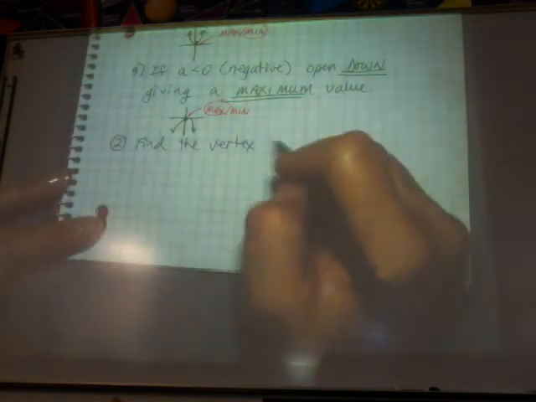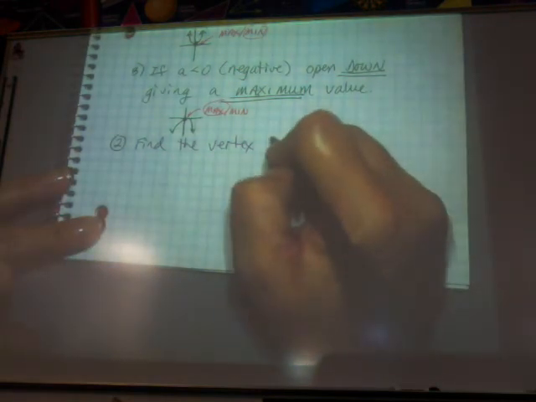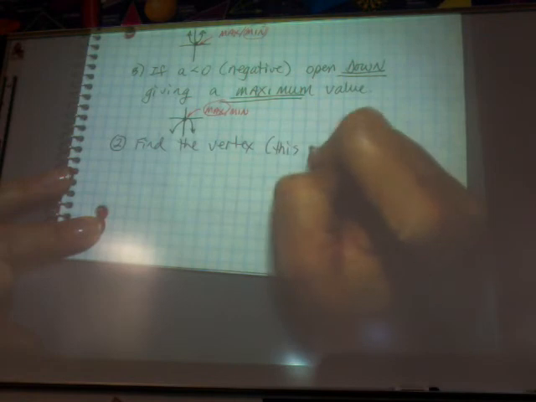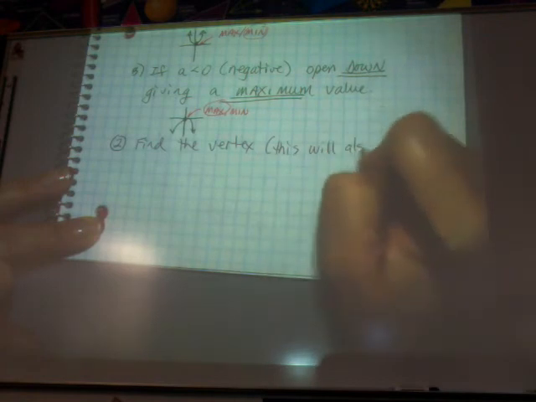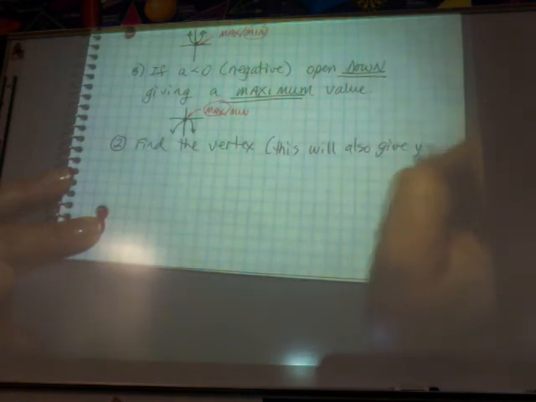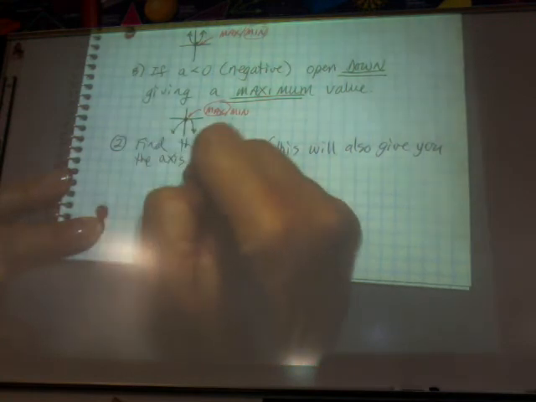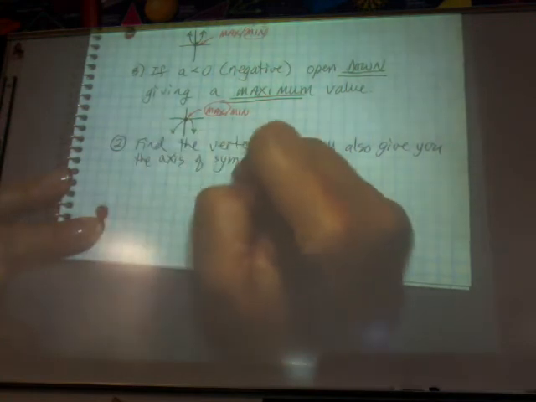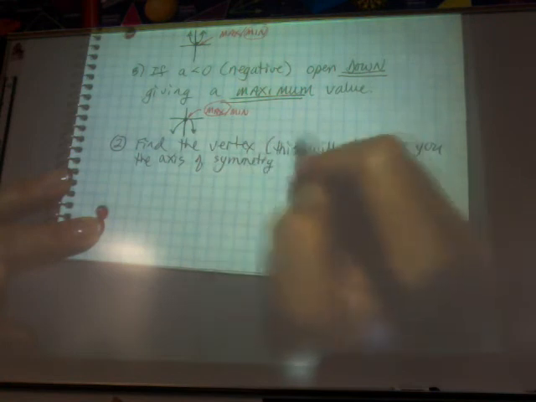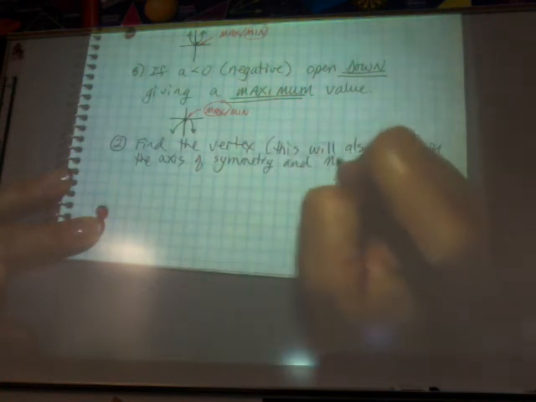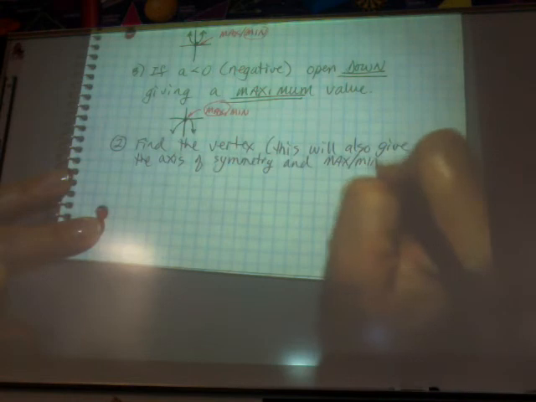When I find the vertex, this will also give you the axis of symmetry. I'll show you what that is in a minute. And exactly what your max or min value is.